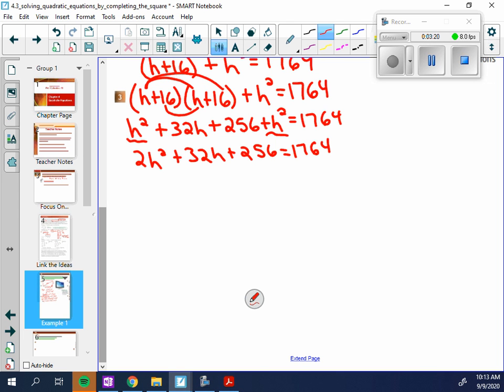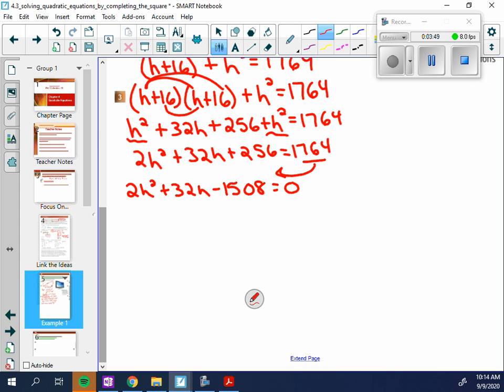Okay. Still doesn't look quite like a quadratic. How do we like our quadratics to look? Set equal to 0. Good. So let's minus this 1,764 over to the other side. So 2h squared plus 32h minus, and what do you get left there? Is it 1,500 and something? Anybody get 1,508? Okay, perfect.